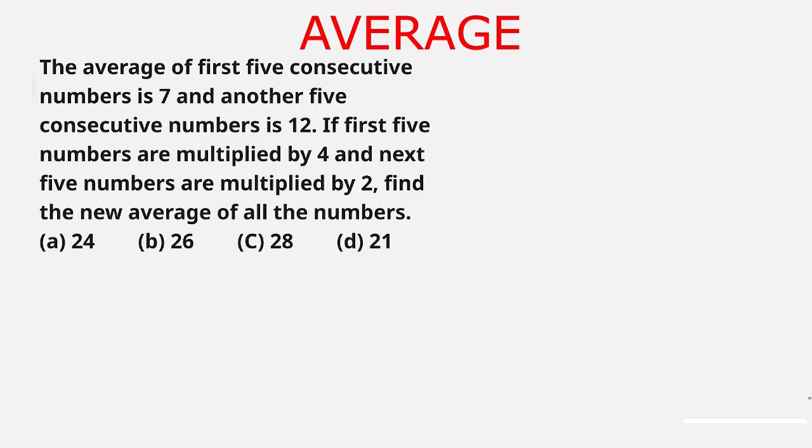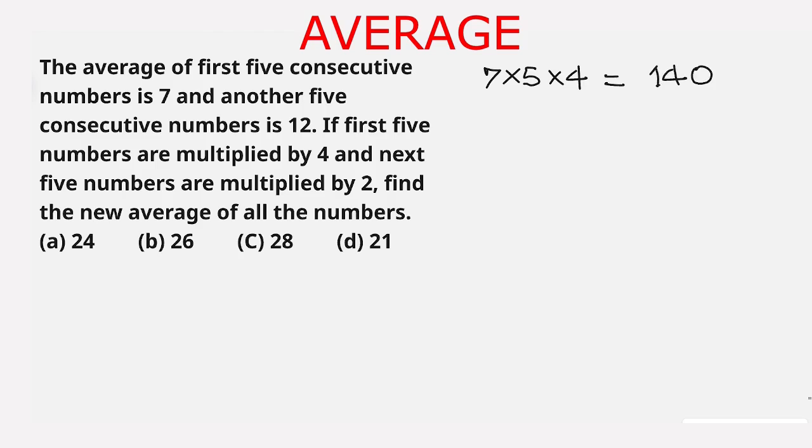It's given that the average of first 5 consecutive numbers is 7. So the sum of these all 5 numbers will be 7 multiplied by 5, and each number of them is multiplied by 4. So we can multiply 4 to this sum. So I write multiplied by 4, and this comes out to be 7 times 5 is 35, 35 times 4 is 140.